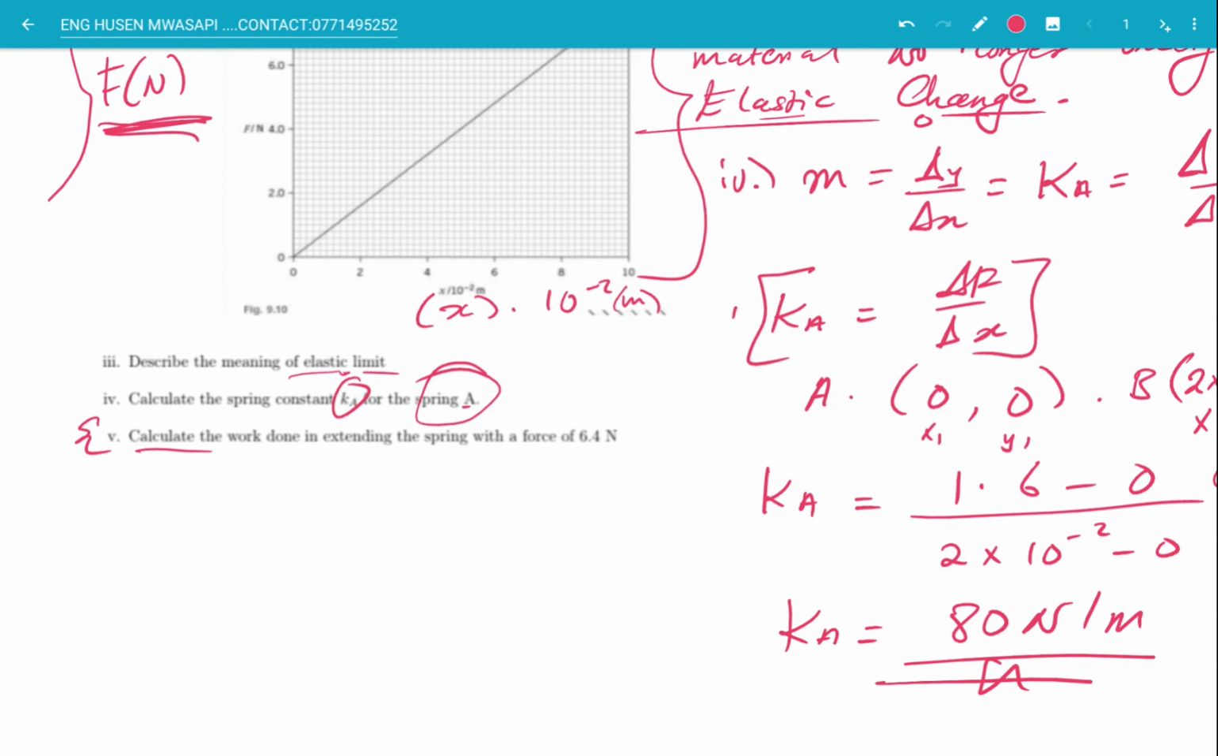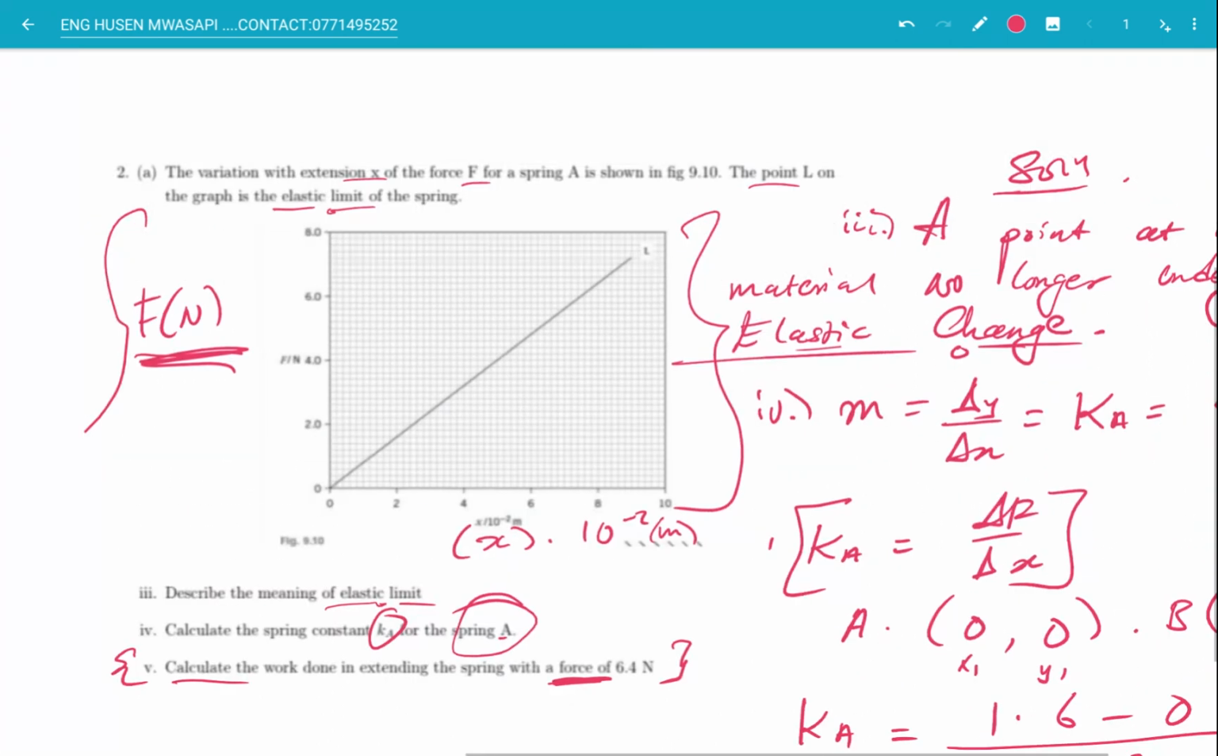Alright, so moving on to the last question, which is saying calculate the work done in extending a spring with a force of 6.4 newtons. So you have to first look for the force axis. The force axis is this side, the y-axis. So we need to know where 6.4 is and see the shape we can have. Alright, so let's try and do that. Let's just zoom in a bit.